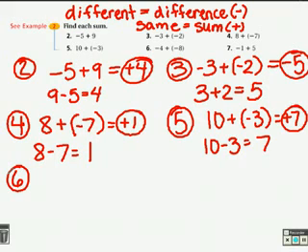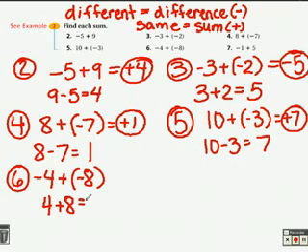Number 6, we have negative 4 plus negative 8. These are the same sign, same equals sum. So we add 4 plus 8, which gives me 12. But my answer is actually going to be a negative 12 because the integers that we were adding were both negative.